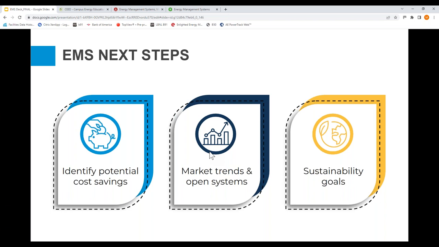It doesn't have to be energy. It doesn't have to be BMS, but it can do all of the above. And so maybe I can give an example of what an analytics software does. That might be the best way to describe it.